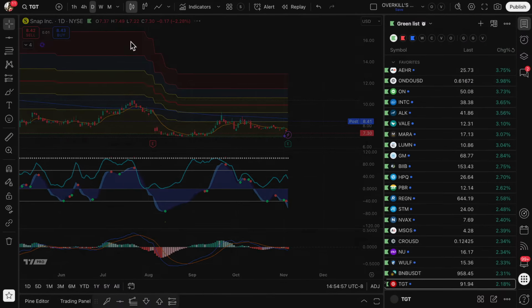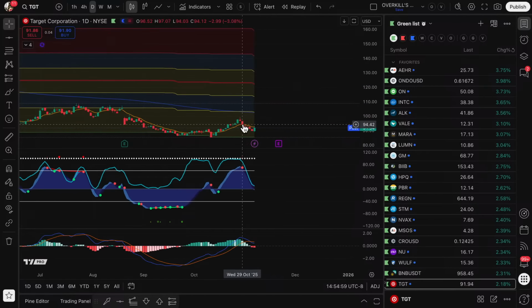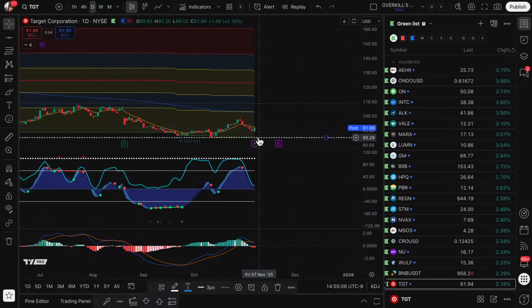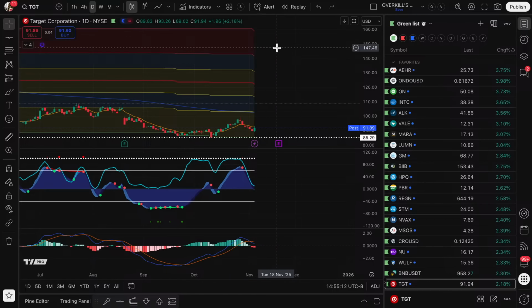Target. Bob's still holding Target. I sold my Target, but it's looking like it wants to reverse here. So I still like Target. I just got bored with it. I thought my money was better put elsewhere. Above 85, Bob, you look good. Okay, I put a stop loss at 85. Target's going to be between 140 and 150 on that.